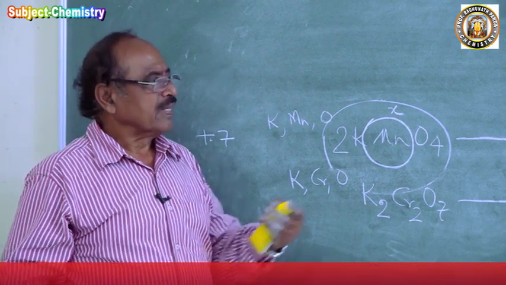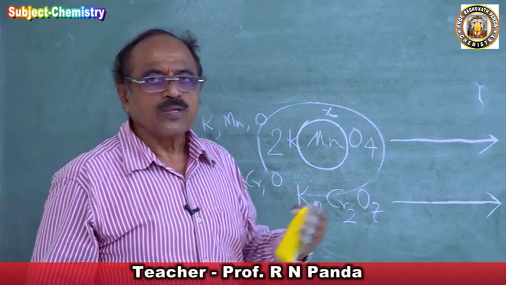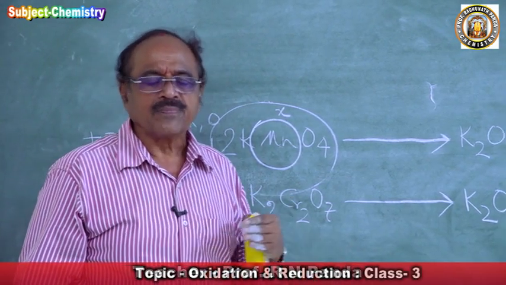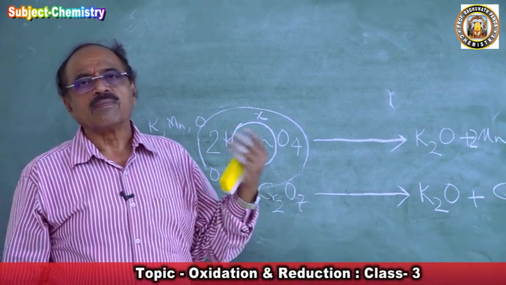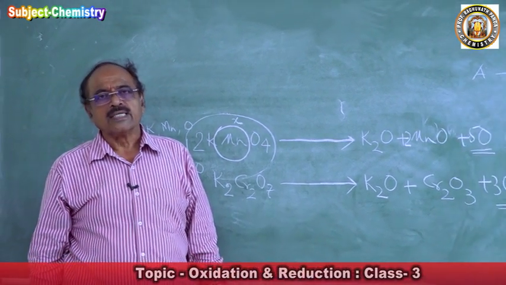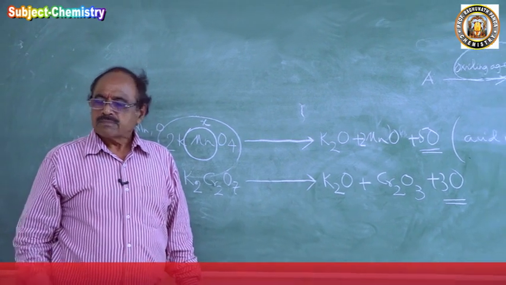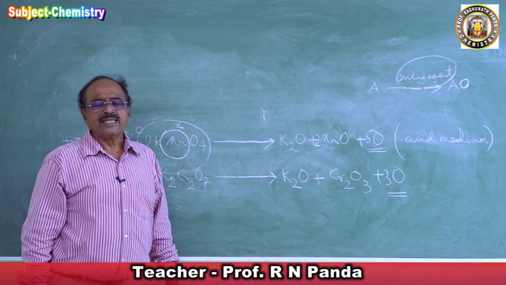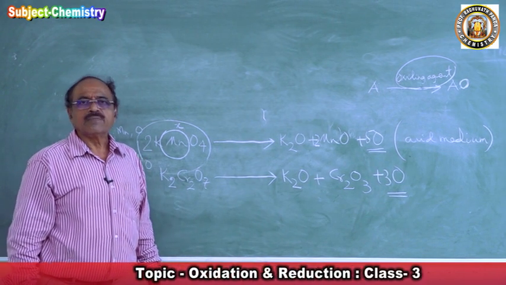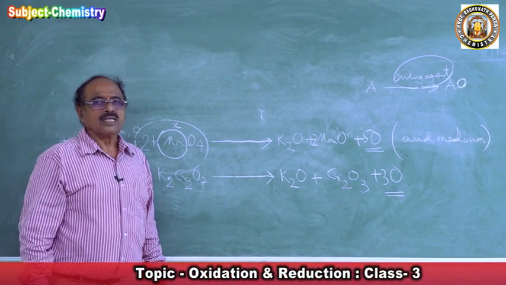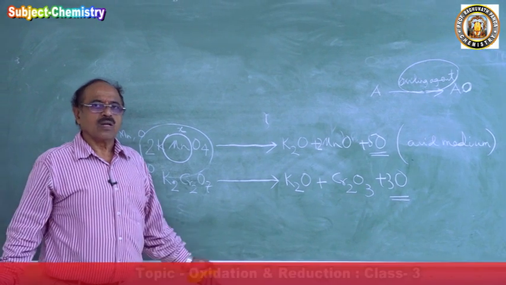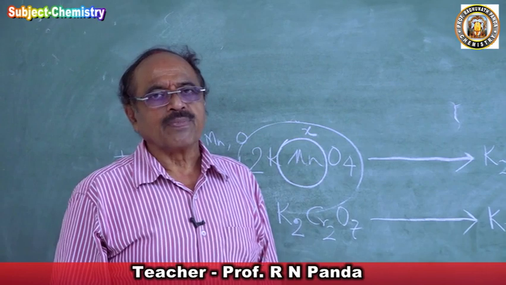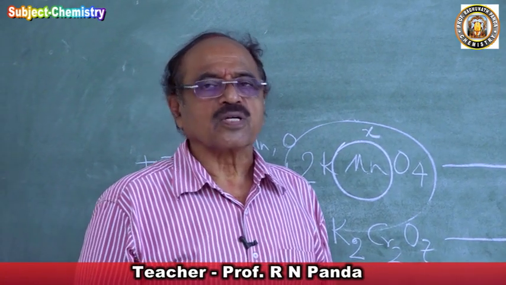So in acid medium, it gives 5 oxygen. In alkaline medium, it will give us 3 oxygen, and in neutral medium, it will give us 1 oxygen. If the medium is acidic, it will donate 5 oxygen. If the medium is alkaline, it will donate 3 oxygen. If the medium is neutral, it will give 1 oxygen atom. So in all media, neutral, alkaline and acid, potassium permanganate is a very good oxidizing agent.